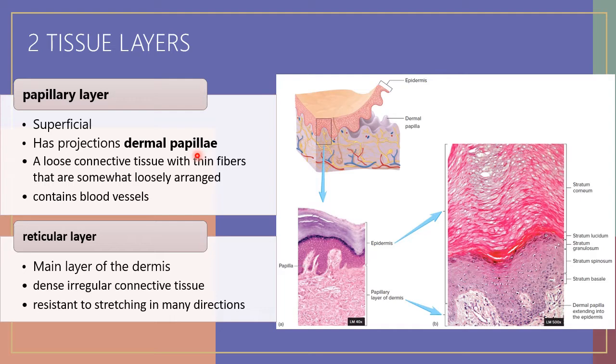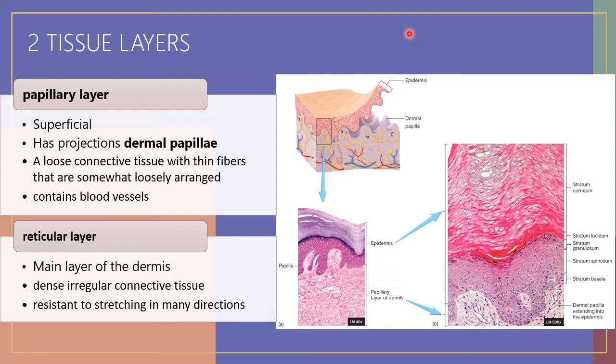So they are parallel and curving. These ridges create your unique fingerprints in your palms and soles, and these are very unique even to identical twins. Their fingerprints or footprints are still different. And these ridges created by your papillae also improve the grip of our hands and our feet.